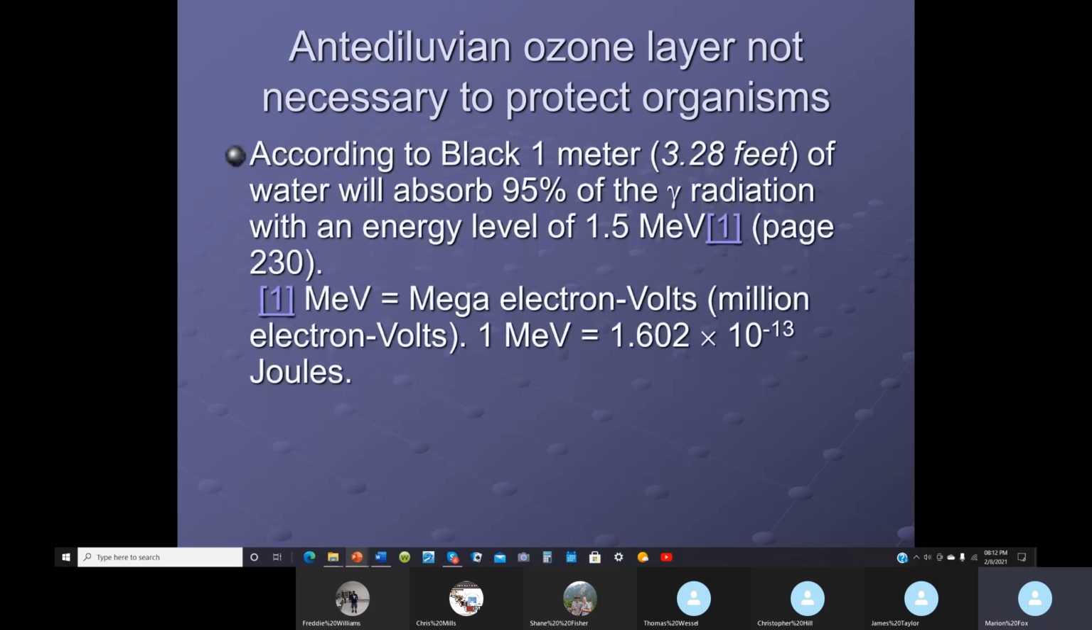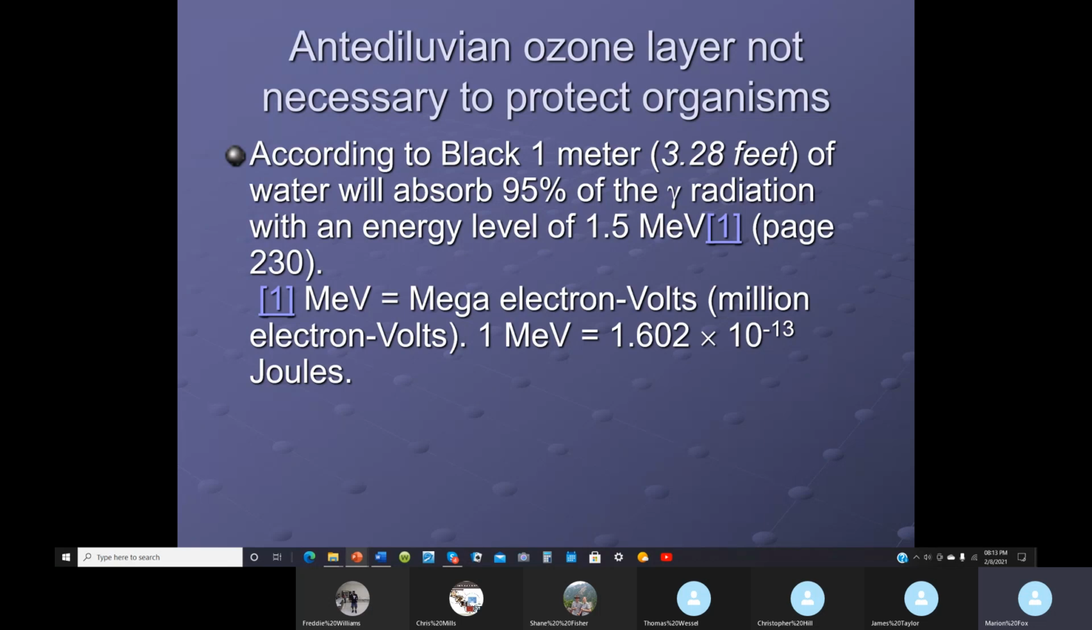According to Black, and again, all of this is in my book, in chapter 6, 1 meter, or 3.28 feet of water will absorb 95% of the gamma radiation. Now that's pretty hairy stuff. Gamma radiation will kill you. Above the upper ultraviolet radiation, it turns into X-rays, and then above X-rays, it turns into gamma rays. That's really high energy stuff. It kills you. And just 1 meter of water will absorb 95% of it.